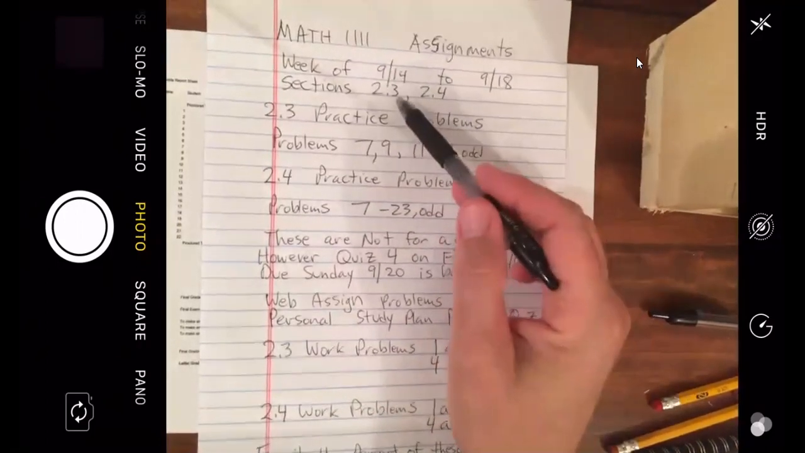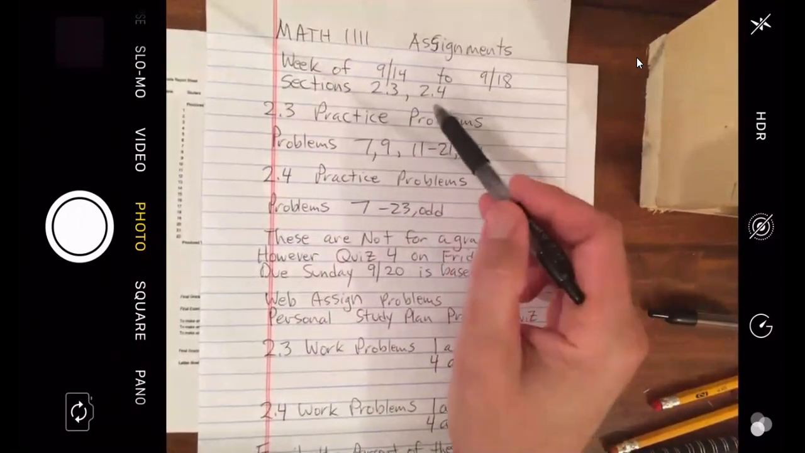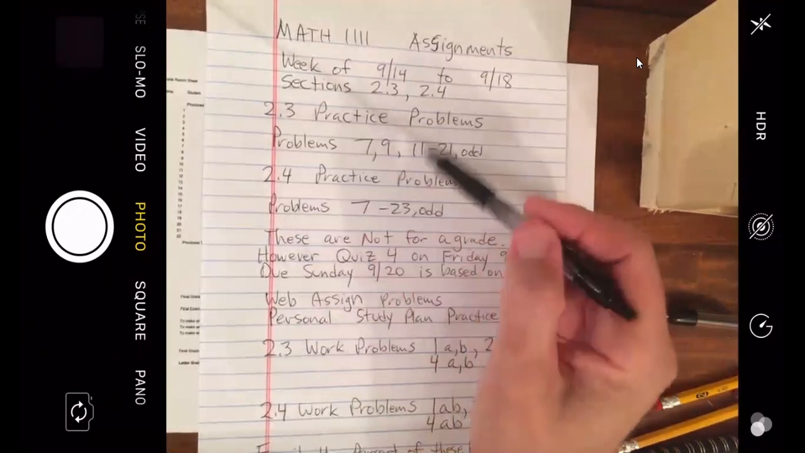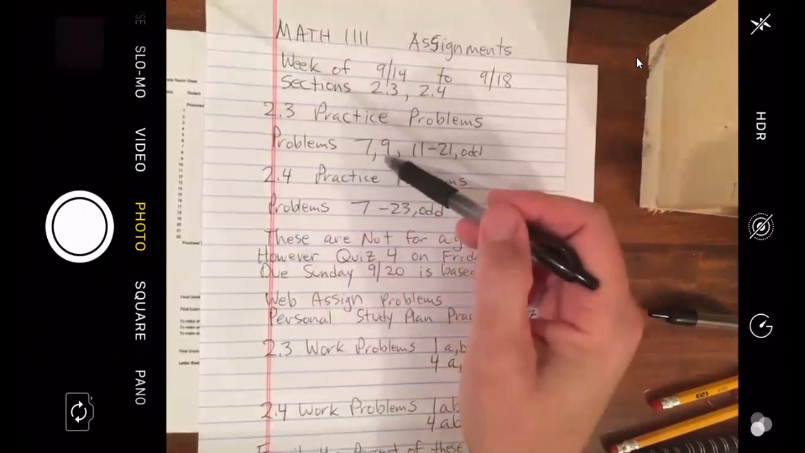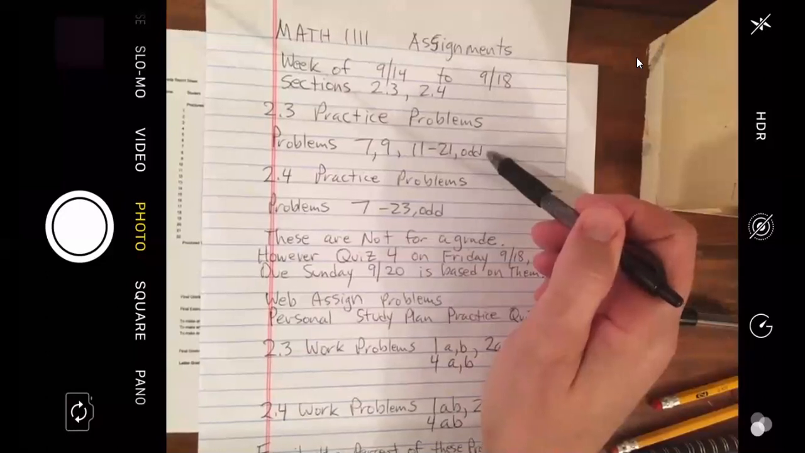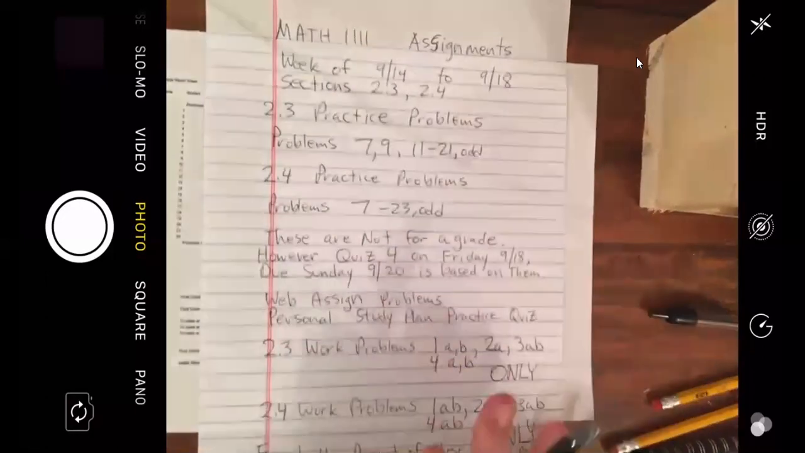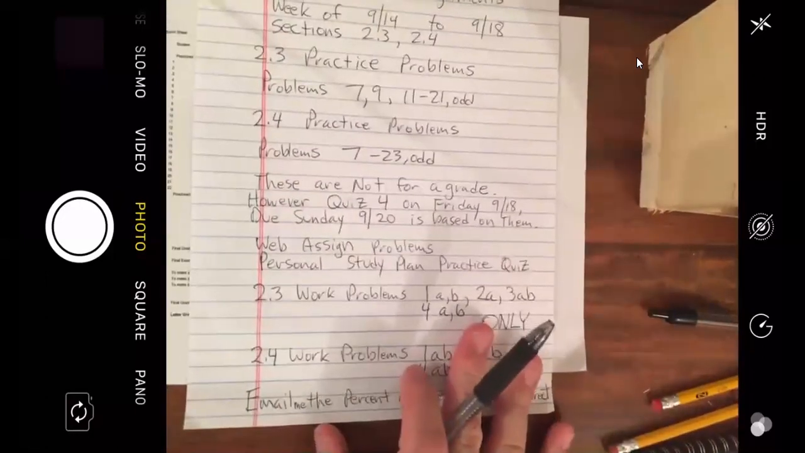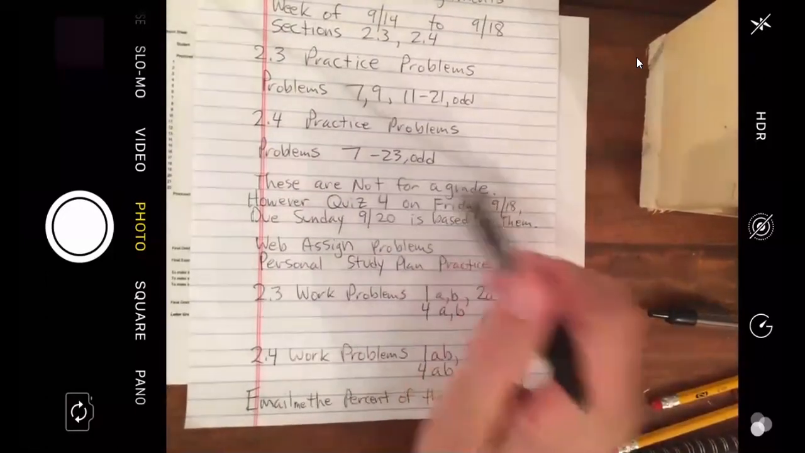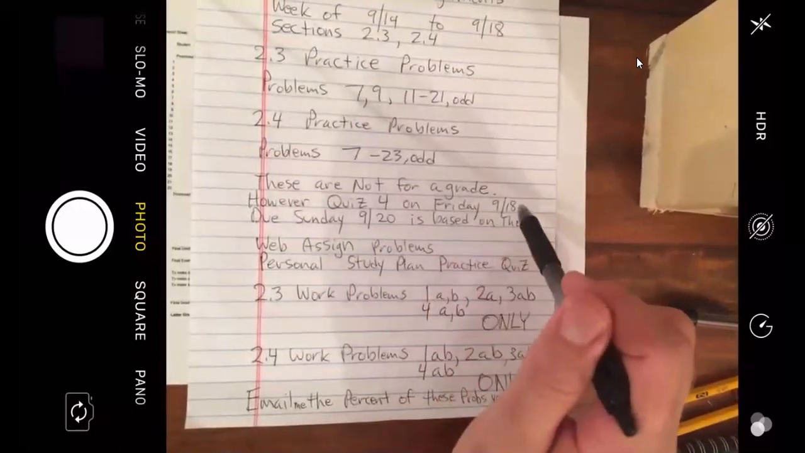going to do sections 2.3 and 2.4. And so the 2.3 practice problems are 7, 9. They've got a lot of parts, 11 to 21 odd. And in 2.4, the practice problems are 7 to 23 odd. So pretty much sticking to the front of the sections on these. Not for a grade by themselves, but we will have quiz 4 on Friday, 9/18.